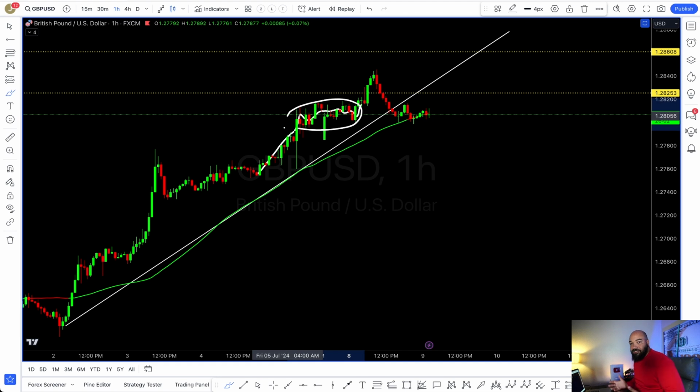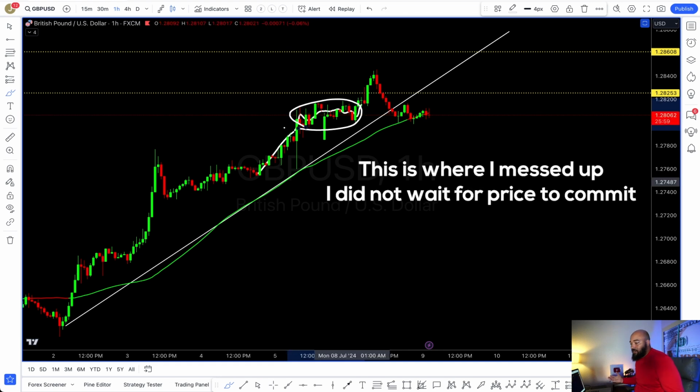I need for price to go ahead and commit below this structure right here. It has to commit below that structure. If price don't commit below that structure, I can't take a sale. My hands is tied, y'all. What can I do? I can't make it do nothing. So price has to commit below that structure, and then we could take a sale.